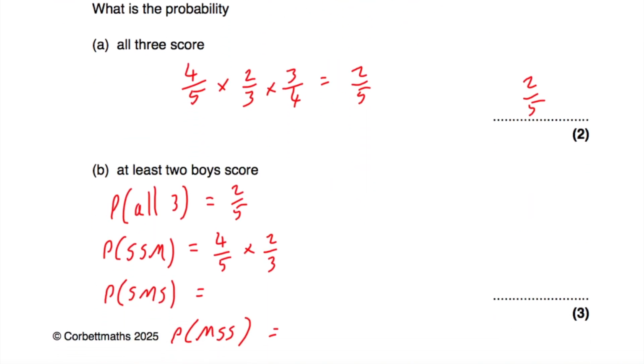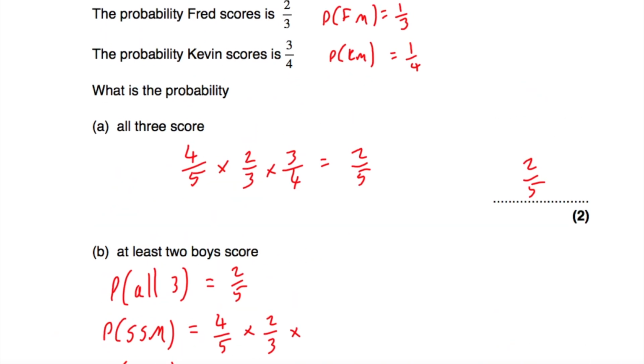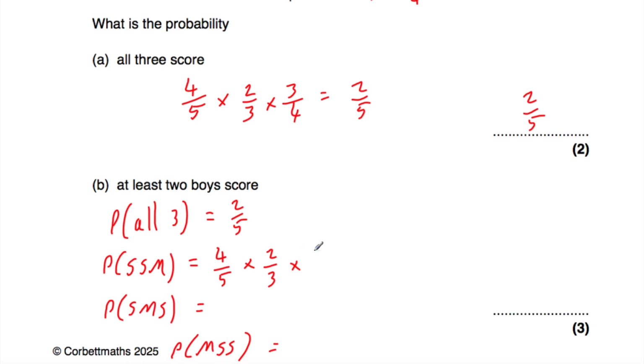So when we go to find the probability of score, score, miss, the probability of Kevin missing was 1/4, so times 1/4. So if we do 4/5 times 2/3 times 1/4, that'll tell us the probability of score, score, miss. So let's do that. And that's equal to 2/15. And this is a calculator question, so I'll just type that in on my calculator.